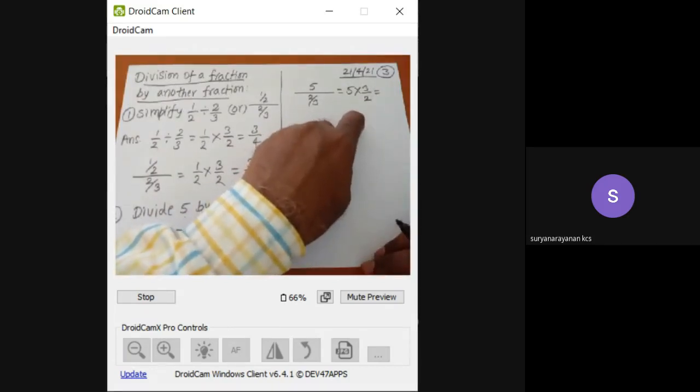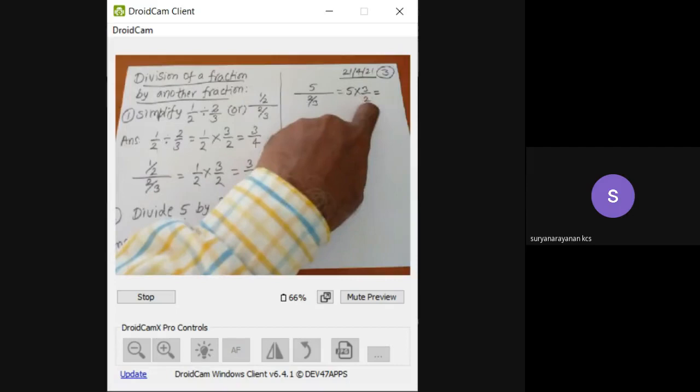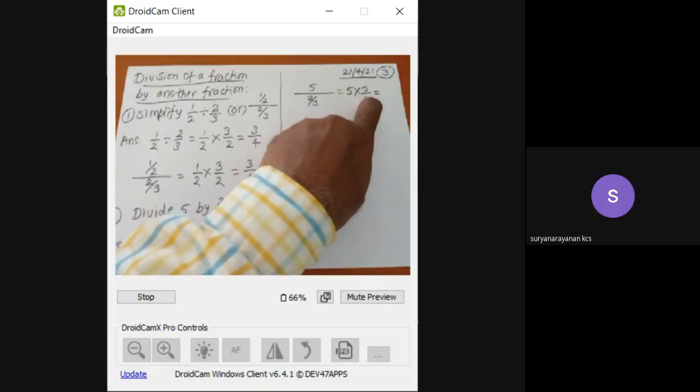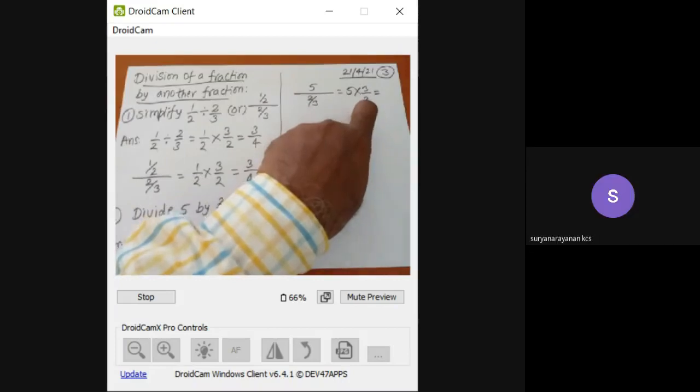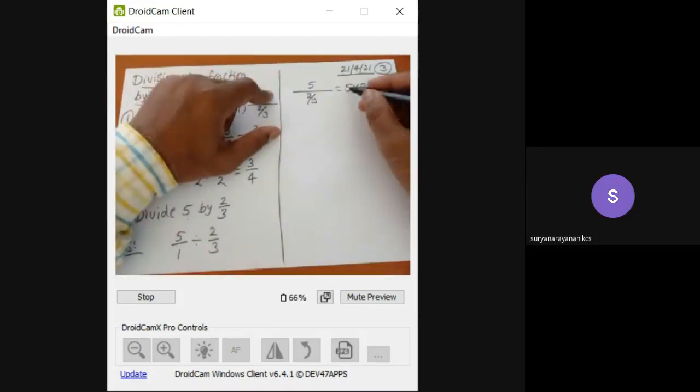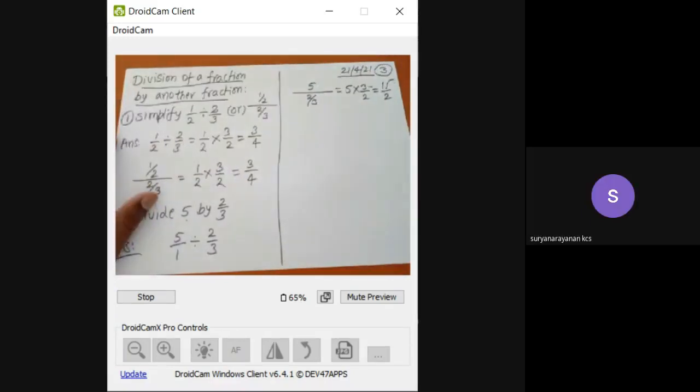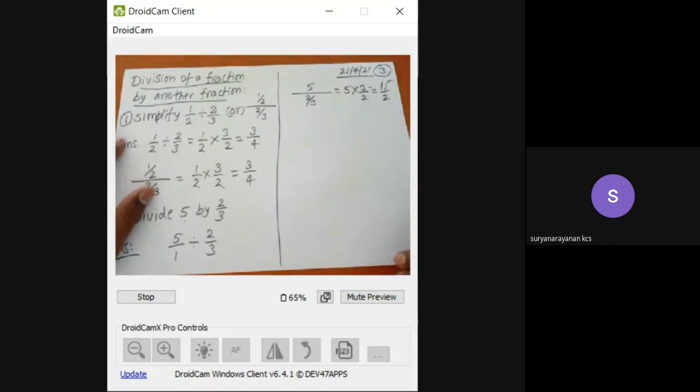Janesh, how do you multiply 5 into 3 by 2? What do you get for 5 into 3? 5 3s are 15 by 2. Very good. So like this we divide. Very good, Samik. In this way, we divide a fraction by another fraction.